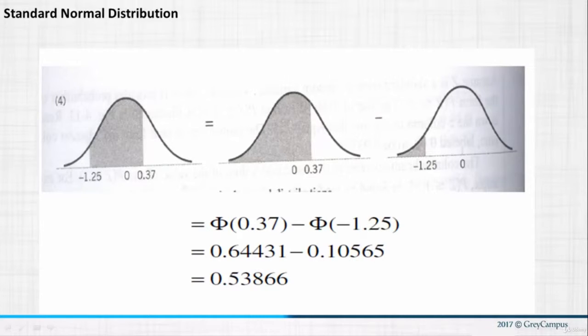A third way that we can use the Z table and Z distribution is to determine the difference from one Z value to another Z value. In this particular example, you can see that I'm trying to find the area under the curve between negative 1.25 and 0.37. So, using the Z table, I know that I can determine what it is up until 0.37 and what it is up until negative 1.25. If I subtract the negative 1.25 area under the curve from the positive 0.37, I end up with the area under the curve between those two Z values, which ends up being 53.9%.